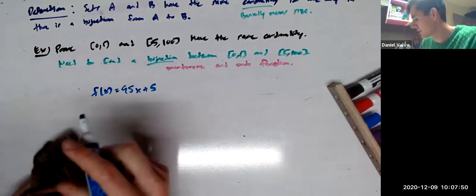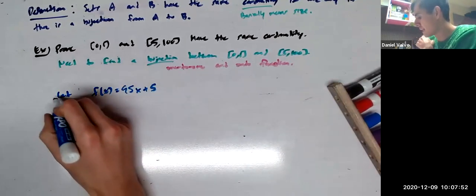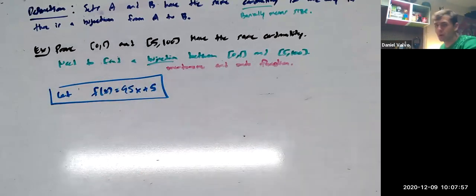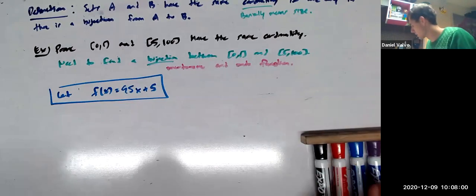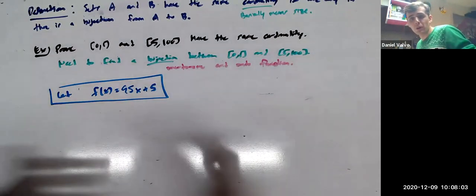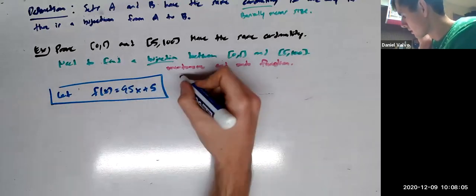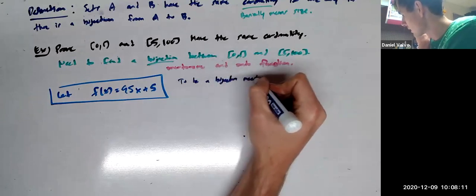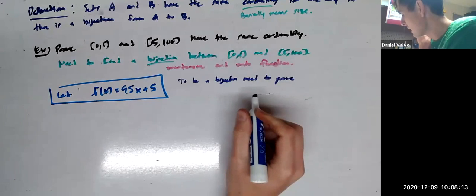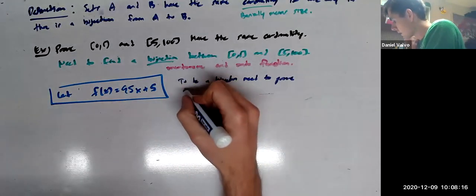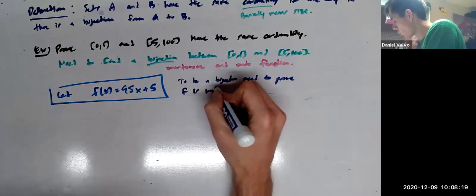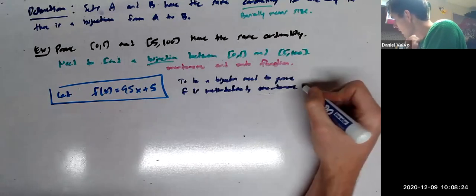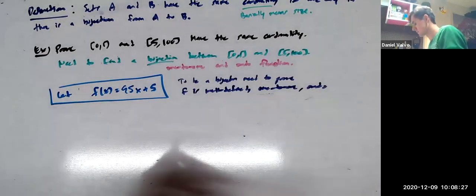So let's let f of x equal 95x plus 5. And now let's try to prove it's actually a bijection. So to be a bijection, we need to prove the following things. We need to prove that f is well-defined, 1-to-1, and onto.